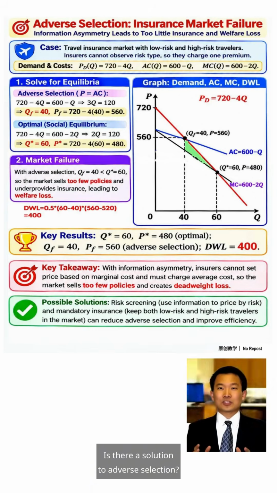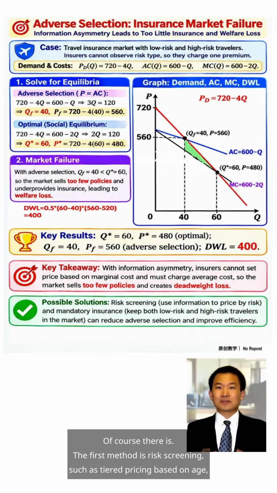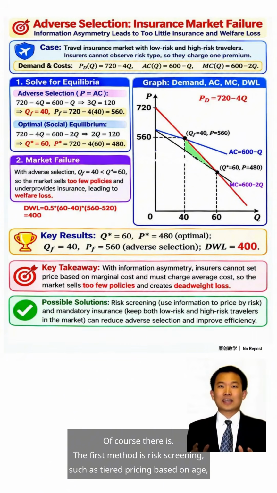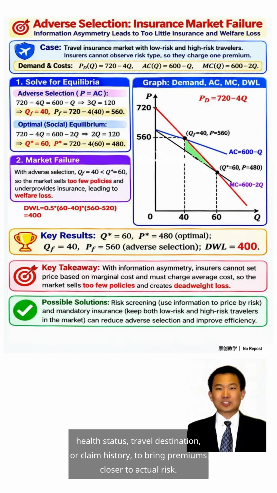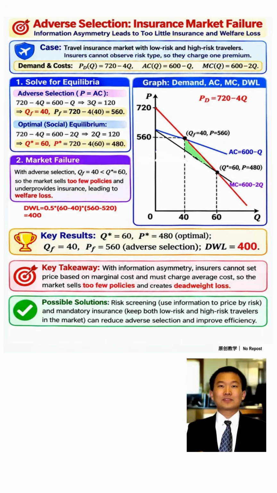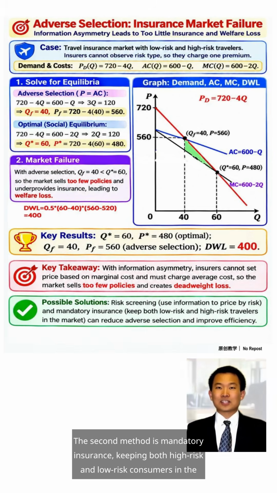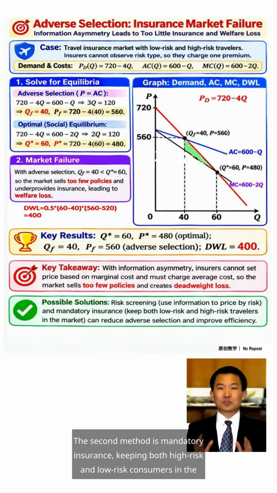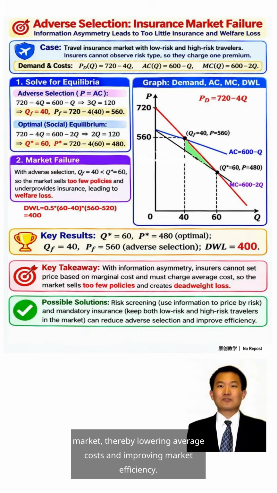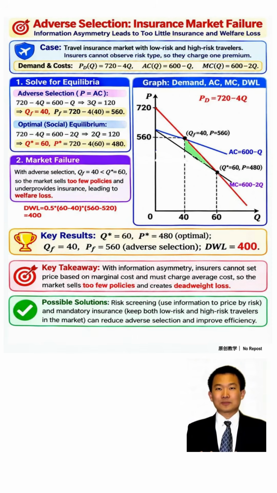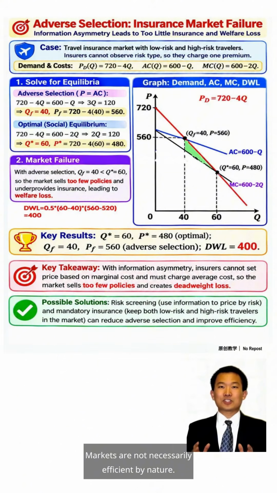Is there a solution to adverse selection? Of course there is. The first method is risk screening, such as tiered pricing based on age, health status, travel destination, or claim history to bring premiums closer to actual risk. The second method is mandatory insurance, keeping both high-risk and low-risk consumers in the market, thereby lowering average costs and improving market efficiency. Markets are not necessarily efficient by nature.